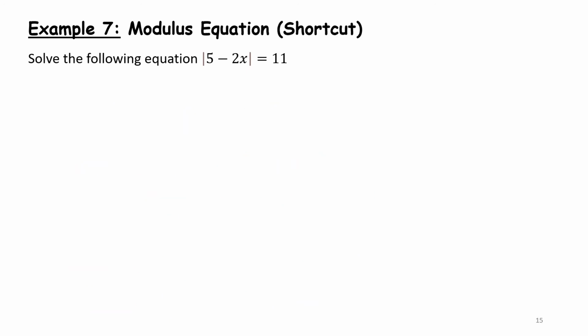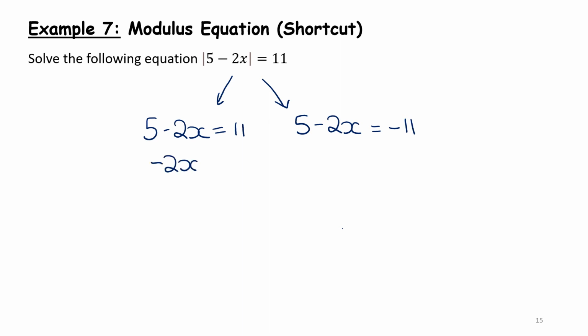So let's do the same equation, but this time using a shortcut. Because of these absolute value or modulus signs, we know that 5 minus 2x is either going to be 11 or negative 11. So simply we can say, well, maybe 5 minus 2x was positive and it was 11. The second option is, well, maybe it was negative and we changed it to a positive. So that would mean it actually equals minus 11. Now we have two little linear equations that we can really easily solve.